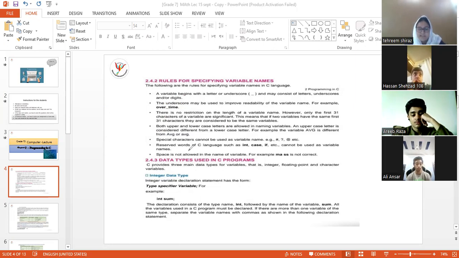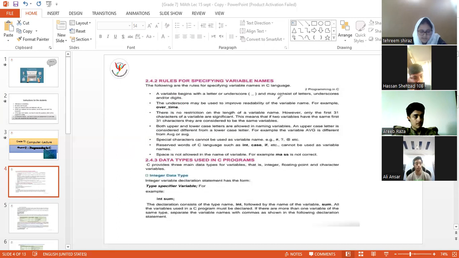Number 4 is that names are case sensitive. Case sensitive means that if you are using uppercase, you have to use uppercase, and if you are using lowercase, you have to use lowercase. For example, if you write AVG, or if you write Abg, AVG means average, but Abg means abbreviation. So the letters must be case sensitive, right?